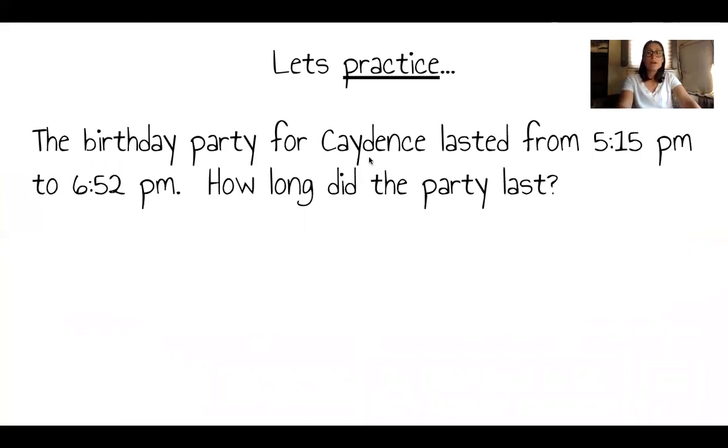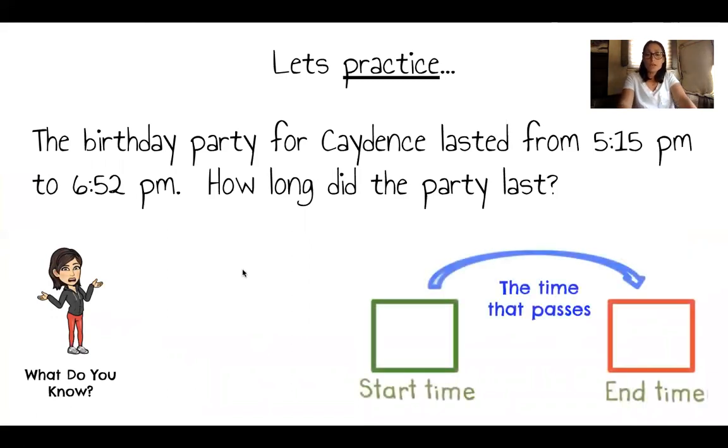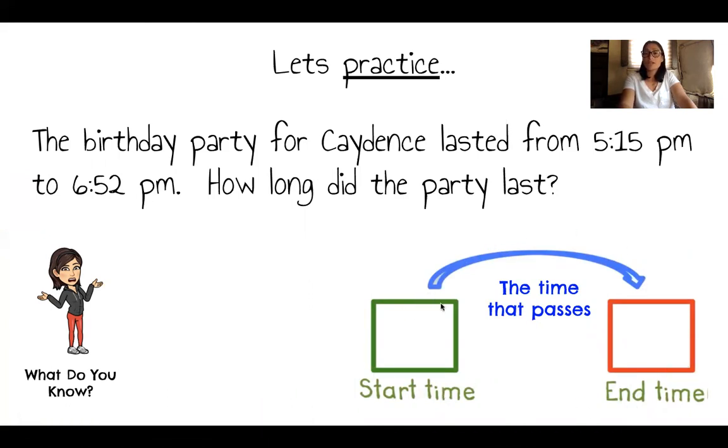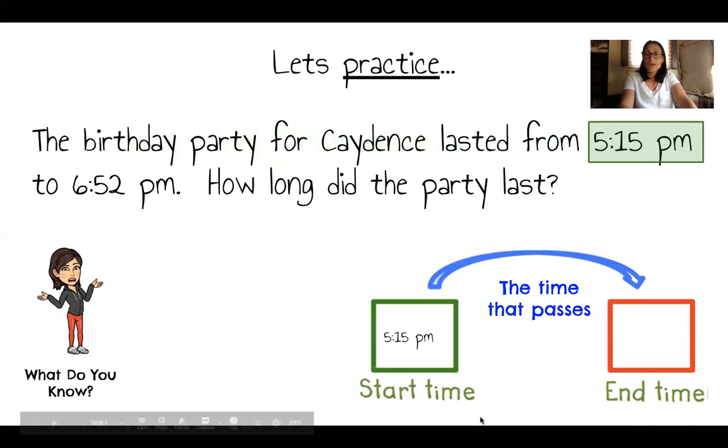Okay, so the birthday party for Cadence lasted from 5:15 to 6:52 p.m. How long did the party last? Well, what do you know? What do we know? And let's remember this little diagram I showed you, the start time, the end time, and how much time passes in between, okay? So we know that Cadence's birthday party started at 5:15, right? So we're gonna put that in the start time.